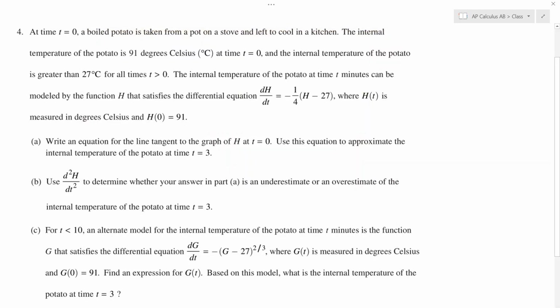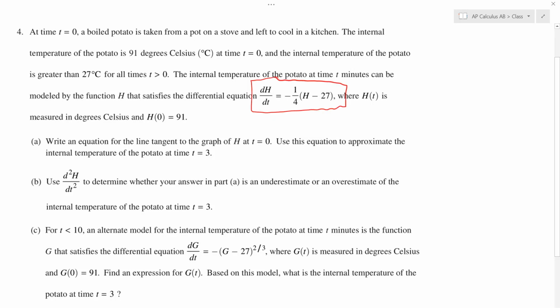Are we ready? First off, I find a lot of times students make this way more complicated than it has to be. You got to read this, okay? They're telling you that the temperature of some potato is measured by H. So if you plug a number into H, you get the temperature of the potato at that time. They have given us the derivative. You notice there's an H in that derivative?